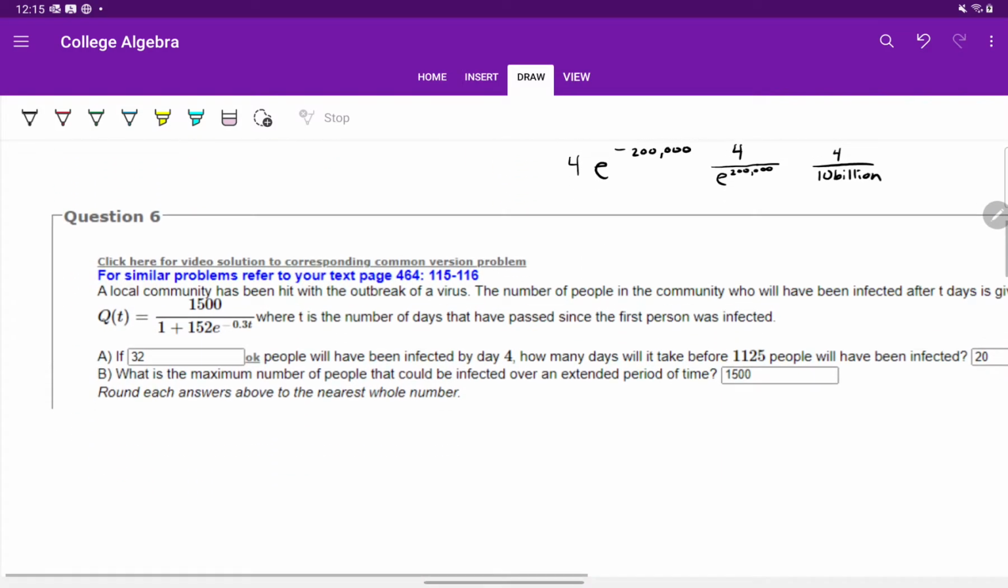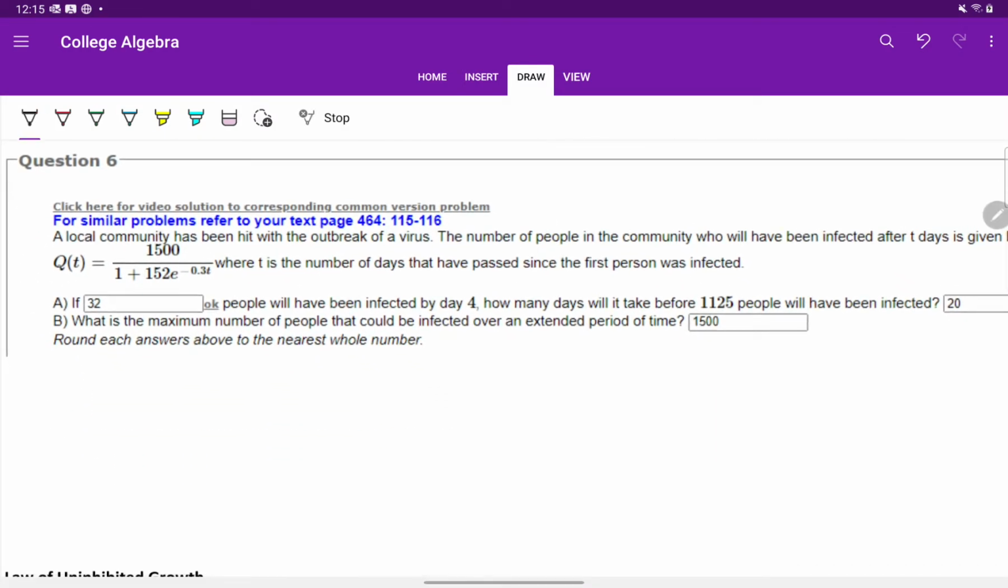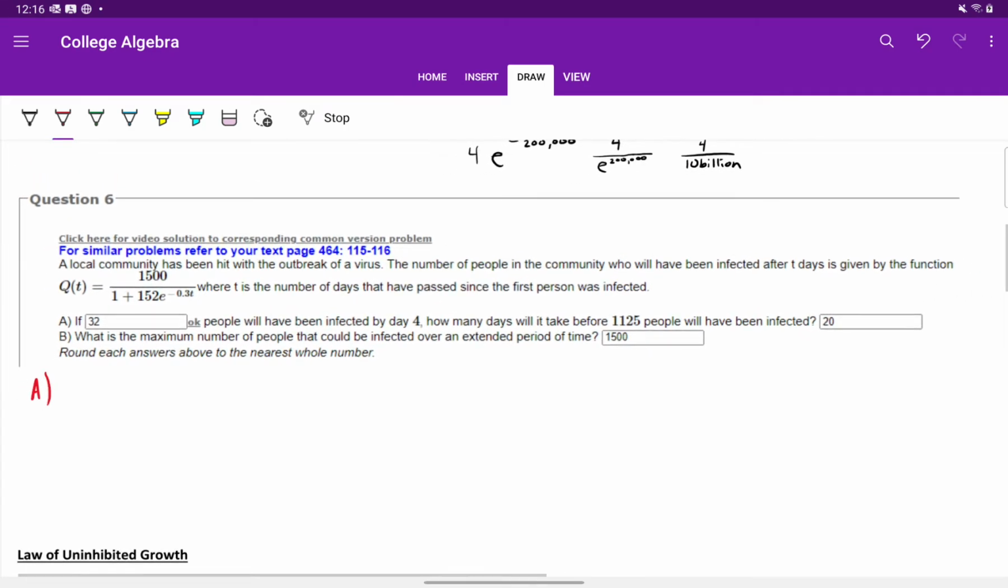So we're going to do a very similar type of example one more time. In this example, we're dealing with a contagious virus. Looks like we're going to have to do a little bit of advanced work. In part A, they're asking us how many people will have been infected by day 4. This essentially is its own question. So we need to figure out how many people will have been infected by day 4.